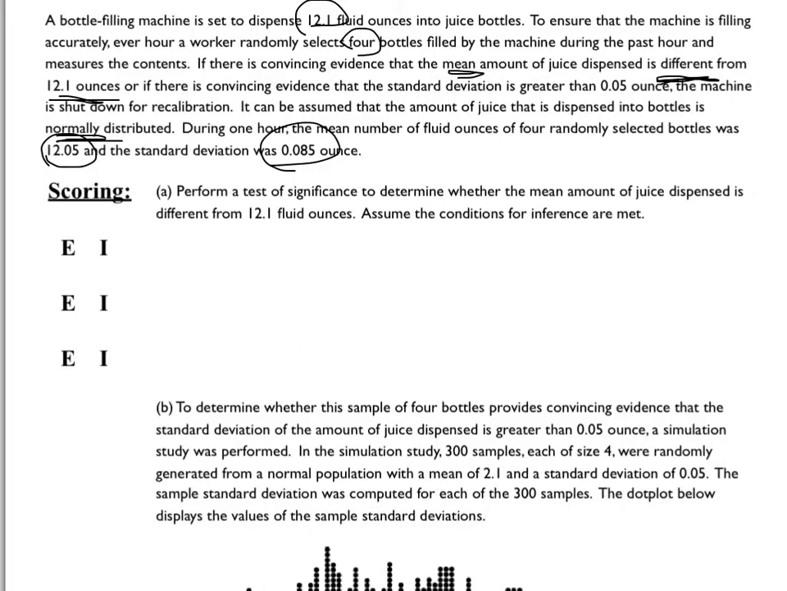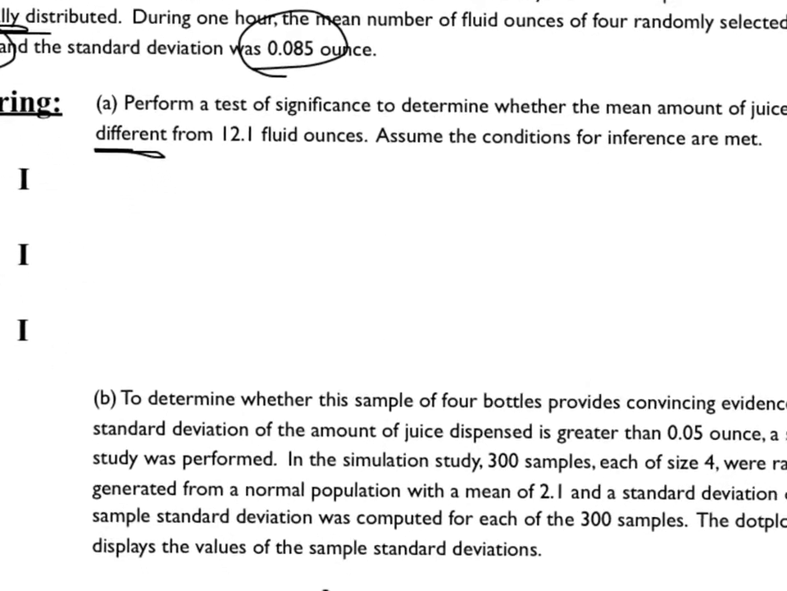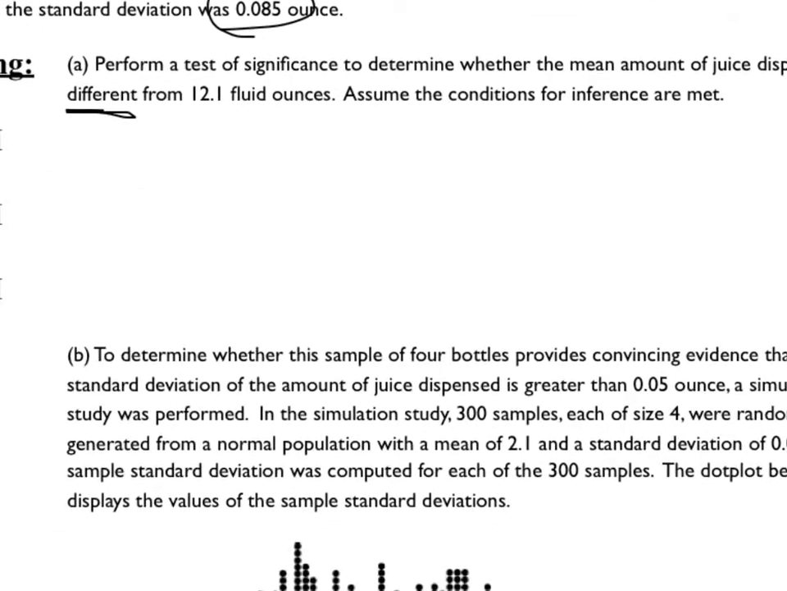Now the first thing says, perform a test of significance to determine whether the mean amount of juice dispensed is different than the 12.1 fluid ounces, and assume the conditions for inference are met. Now that line that says assume the conditions are met is going to make our test a little bit easier to actually do, because then we don't have to go through demonstrating that we have good information. Whenever you're going to do a hypothesis test, the very first step you want to do is define what your variables are. And it says that we are measuring a mean amount.